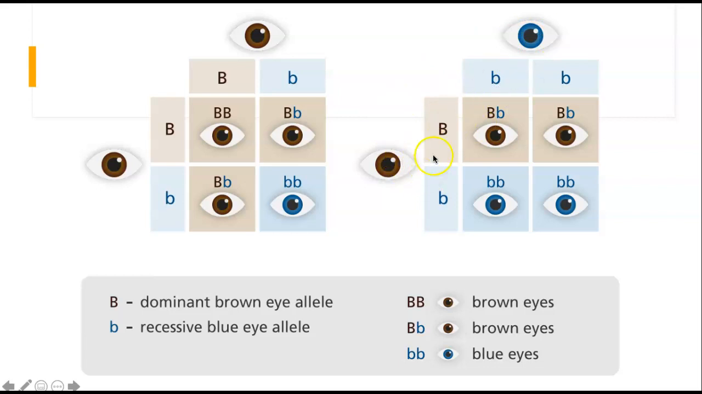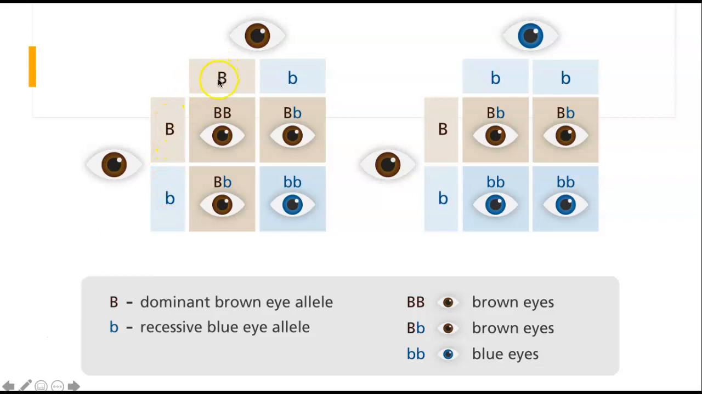The father and the mother, the parents, can only give at one time one of either their big B or the little b. They can't give both, and they have to give just one at a time. So if you were to make a Punnett square, you would put the alleles that each parent has on the sides and just cross them over.